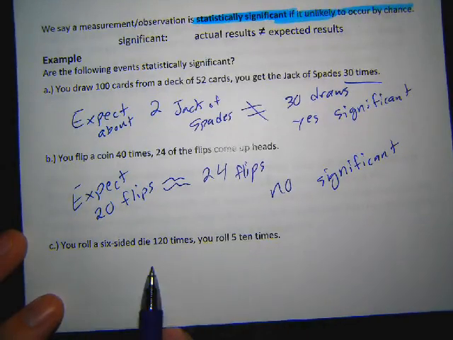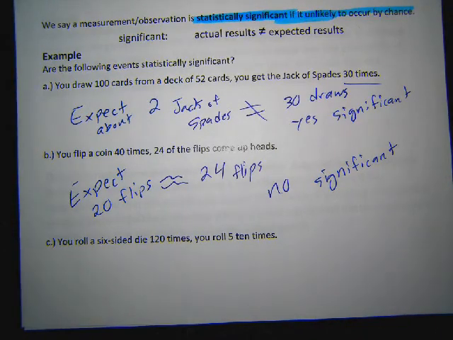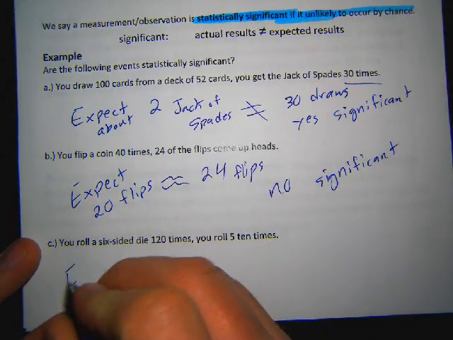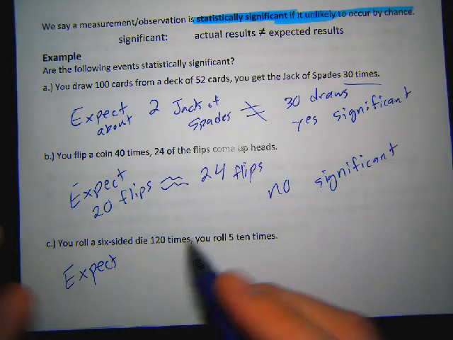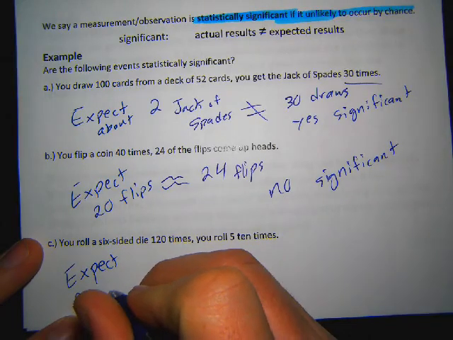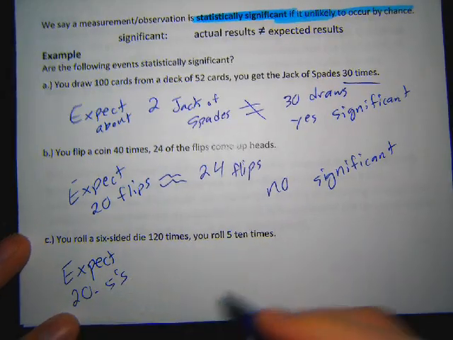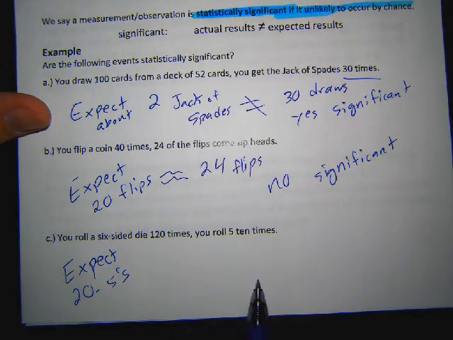You roll a 6-sided die 120 times, and you roll a 5 10 times. So a 6-sided die means there's 6 sides, 1 through 6. If I roll it 120 times, well, I would expect about 1/6 of that. So if I divide by 6, that gives me about the number of times I expect each number. 6 goes into 120 20 times. So I expect about 20 5s. So I'd expect 20 of them. We only got 10.